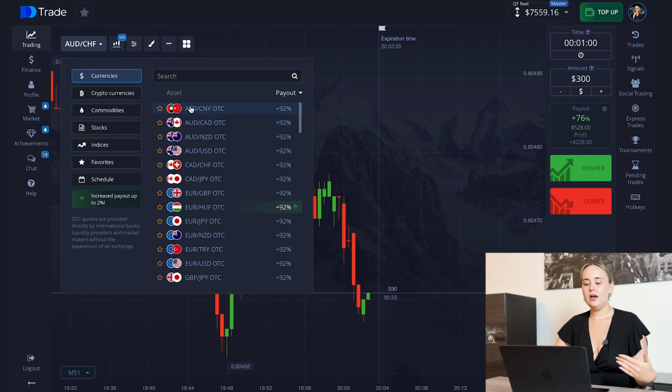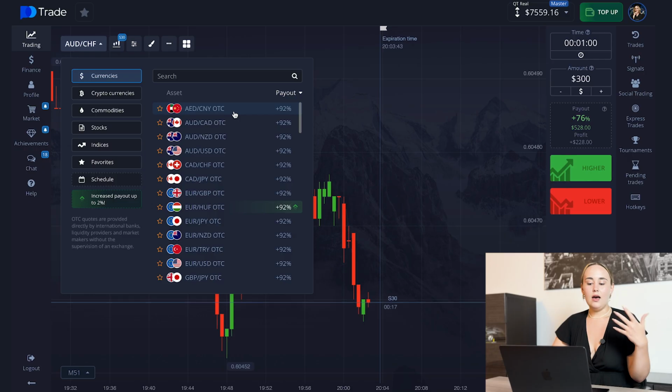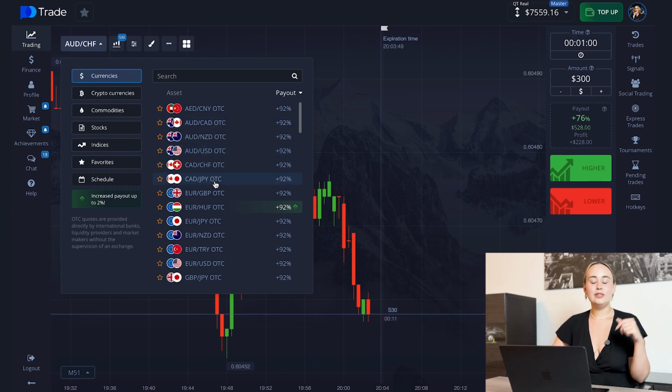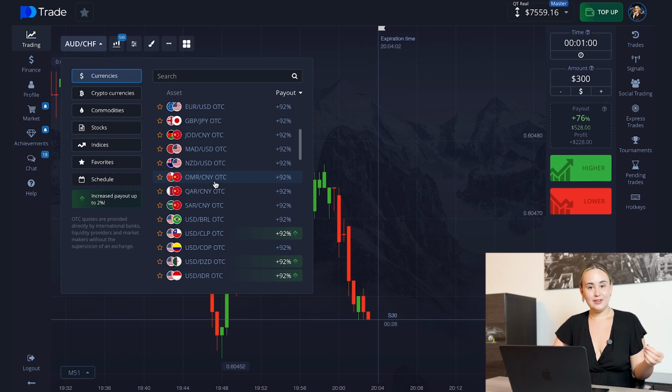So usually I say that I prefer to choose the assets with the biggest payouts, for example like these ones. But today we are gonna dive a little bit lower. Usually if you are an experienced trader, it's really cool to work with these assets because you have experience and you are skilled at this.